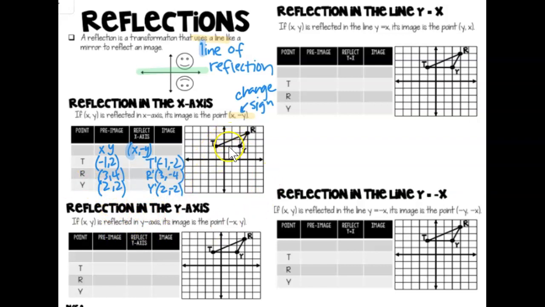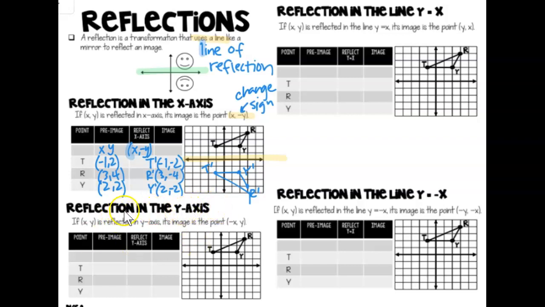To plot where that would end up, (-1, -2) is here for T prime, (3, -4) for R prime, and (2, -2) for Y prime. And so we do have the triangle flipping over the x-axis here, right there. All right, let's see another one.